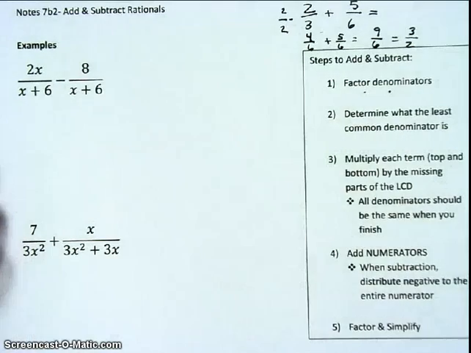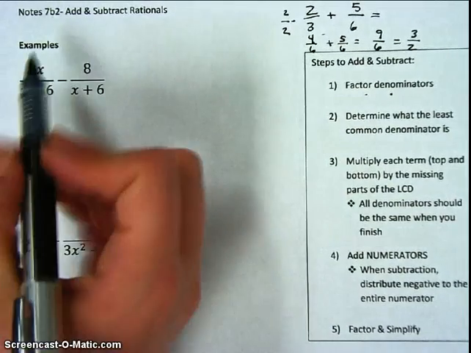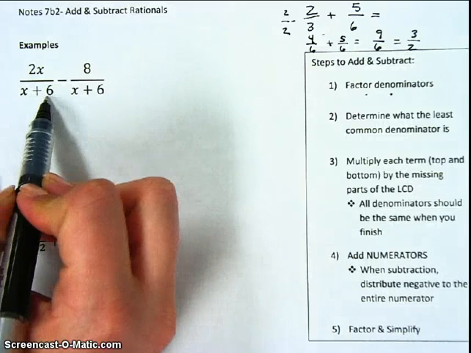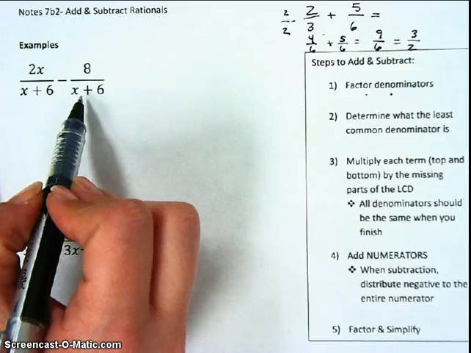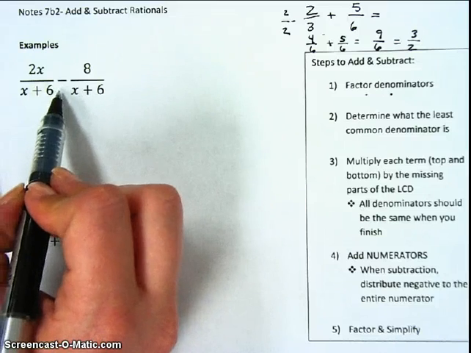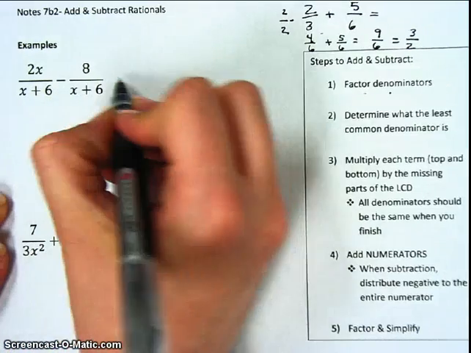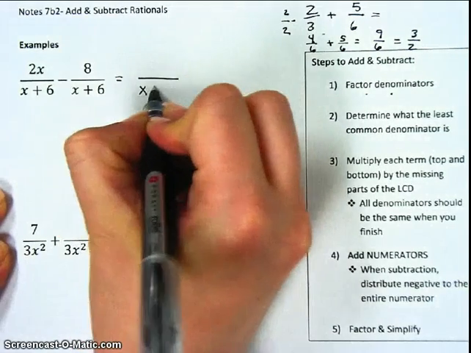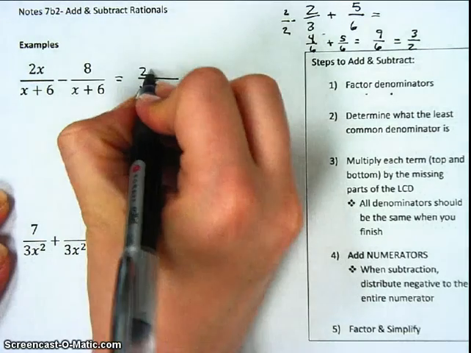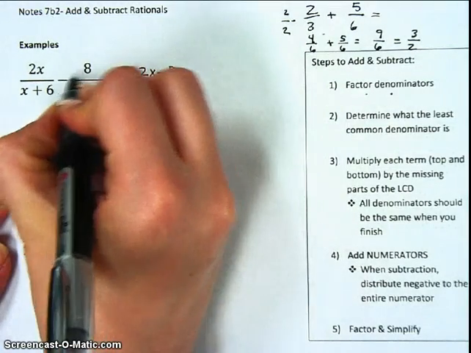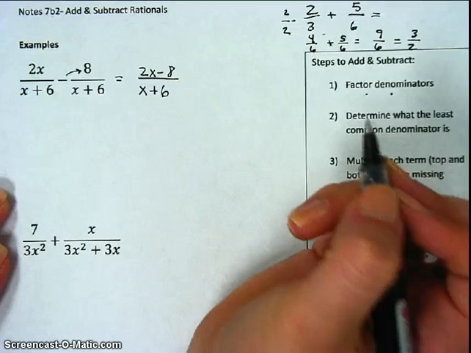So that's all we're doing. We're just going to add some x's and crazy stuff in there. So the first thing we see here is we've got a denominator of x plus 6, and a denominator of x plus 6. Our denominators are the same, so we can go ahead and just add or subtract their numerators. This one is subtraction, so my denominator is not going to change. Now we've got 2x minus 8. Everything in the numerator gets subtracted, but we only have one term.